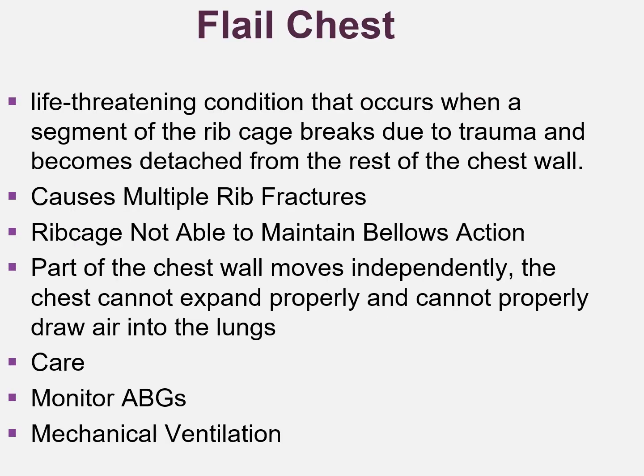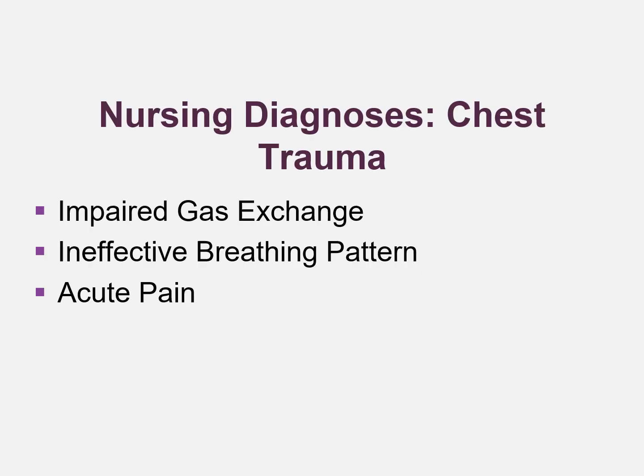Flail chest is a life-threatening condition that occurs when a segment of the rib cage breaks due to trauma and becomes detached from the rest of the chest wall. It involves multiple rib fractures. The rib cage is not able to maintain the bellows action, so part of the chest wall moves independently. The chest cannot expand properly and cannot draw air into the lungs. Care is to provide mechanical ventilation and monitor the patient's ABGs. These patients are going to have impaired gas exchange, ineffective breathing patterns, and acute pain.